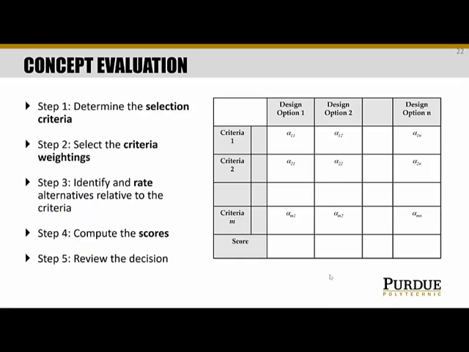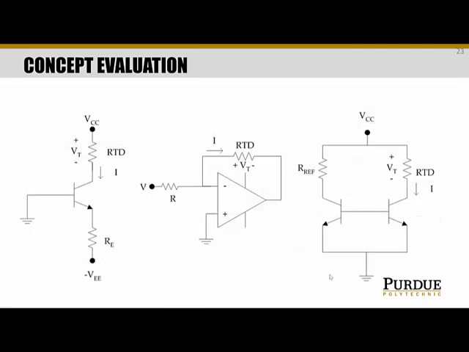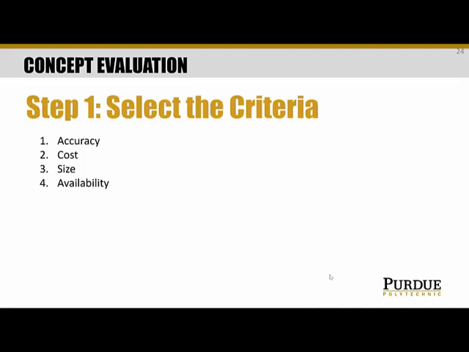And I'm going to demonstrate this technique with an example. It's similar to techniques that we've seen in other stages of the design process. So here we have 3 different concepts for the design of an electronic circuit for measuring temperature by producing a voltage signal that is linear with changes in temperature. So step 1 is to determine the criteria on which the designs are going to be evaluated. So step 1, select the criteria.